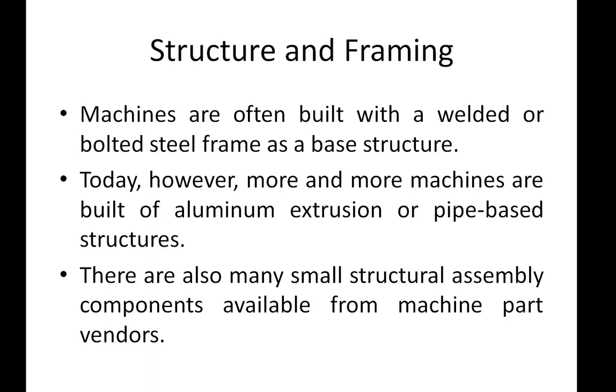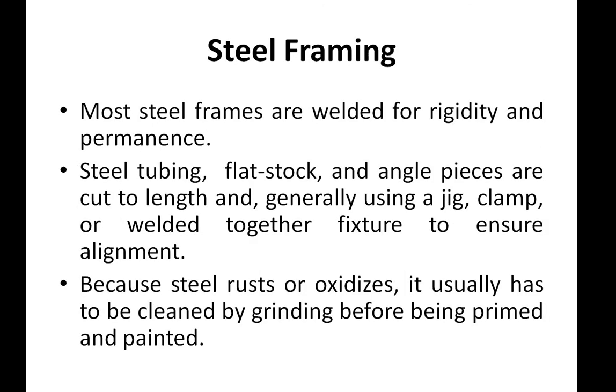Now comes the last topic of this chapter, which is structure and frame. Here you can see that there are different types of structure and framing. Machines are often built with a welded or bolted steel frame as a base structure. Today, however, more and more machines are built of aluminum extrusion or pipe based structure. There are also many small structure assembly components available from machine part vendors. So this is one thing.